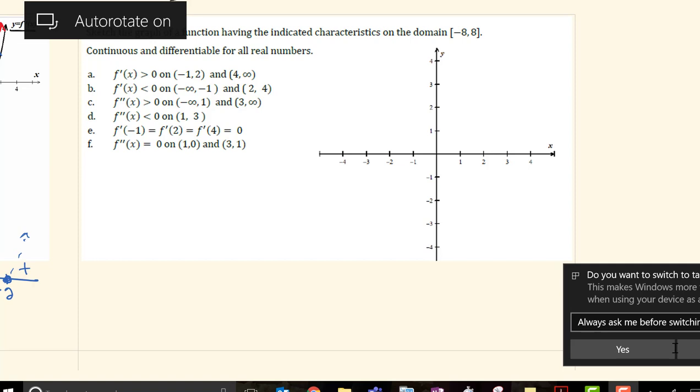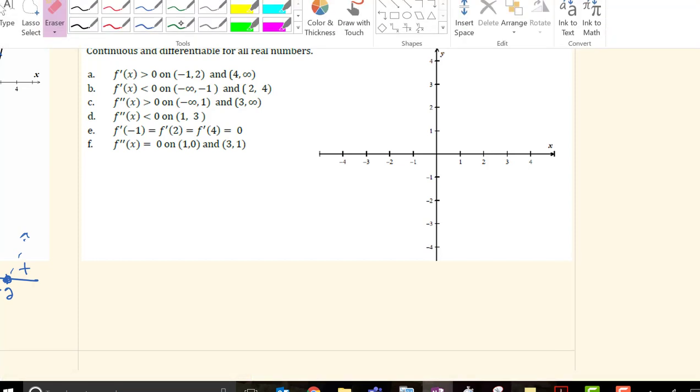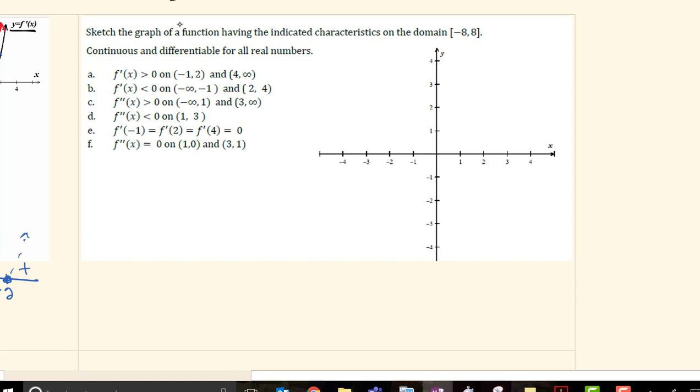I know that some of you might like to make a table with this information, and that is totally up to you. f of x is greater than 0 from -1 to 2. So from -1 to 2, I'm increasing. Also from 4 to infinity.